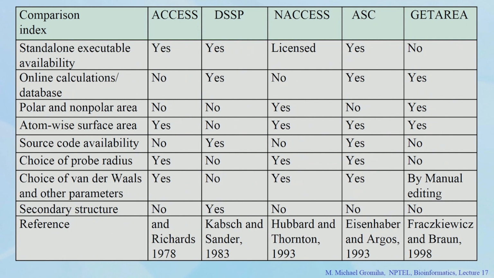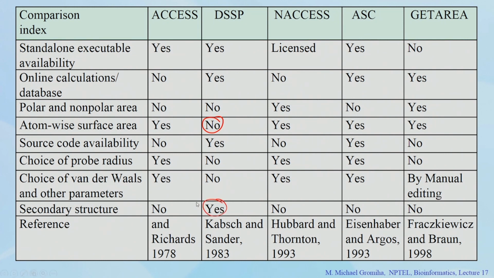For example, DSSP is available as a standalone program, but it can give you the accessible surface area for only the residues. We cannot get the data for the atoms. If you go atom-wise, you can use NACCESS, but here there are no online calculations or database, and you need to get a license. You have to sign the copyright assignment, send it, get the license, and then you can use it. NACCESS gives you only accessibility, but no secondary structure. DSSP will give you the ASA plus secondary structure.